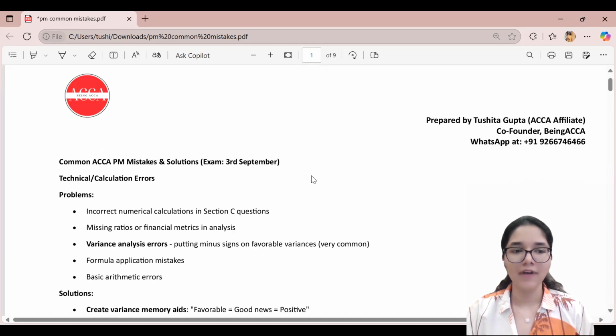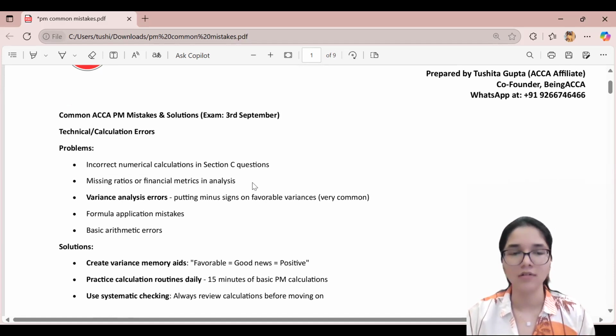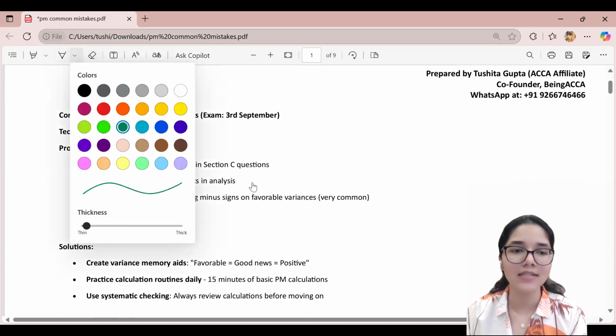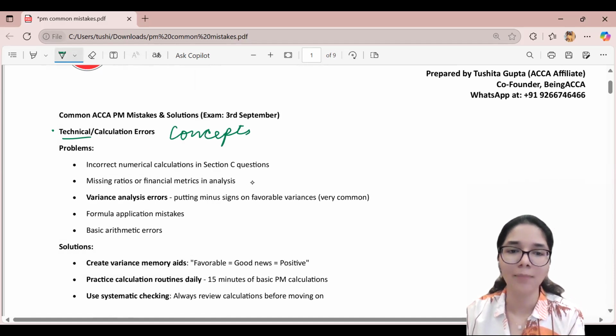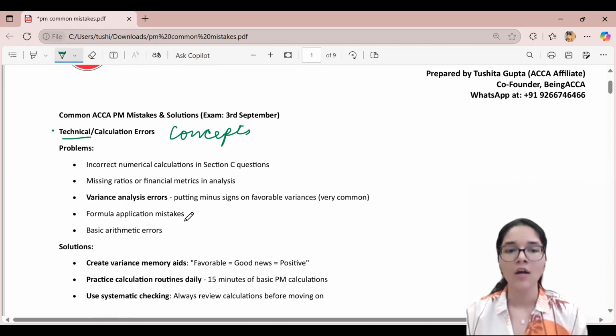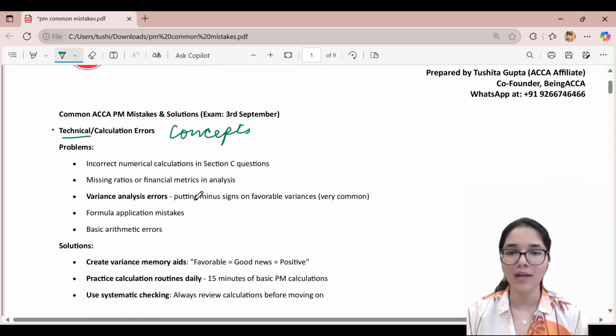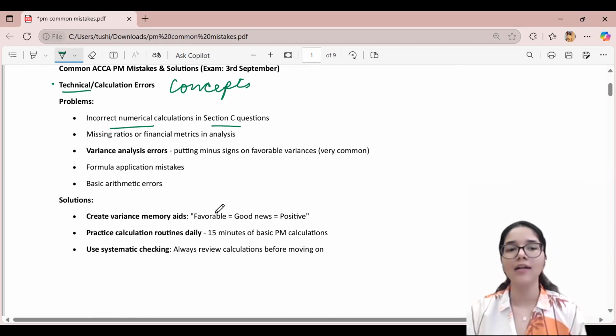The very first classification of errors that I have created is the technical or the calculation based errors. What do you mean by technical errors? Technical errors are those where you have gone wrong with the numerical workings, with the concepts that maybe you have applied incorrectly, because of which your numerical answer has come out to be incorrect. So, what are the problems that you people are facing here? Firstly, when it comes to the section C questions, you have done the numerical workings incorrectly.